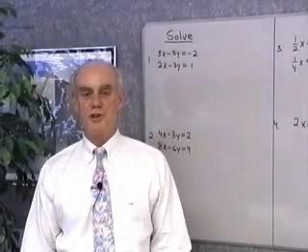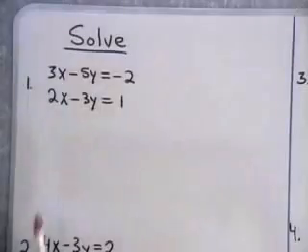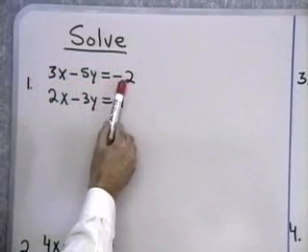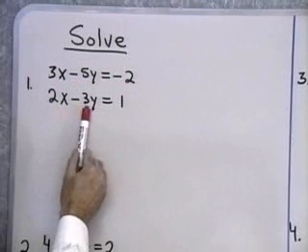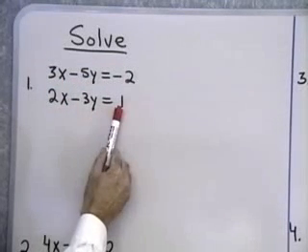In this section, we're going to solve systems of linear equations in two variables. Over here, I've written the first one. It's a system that consists of 3x minus 5y equal negative 2 and 2x minus 3y equal 1. The system consists of two linear equations in two variables.